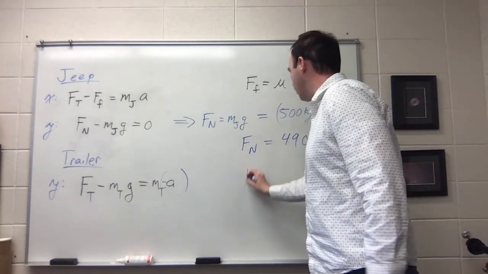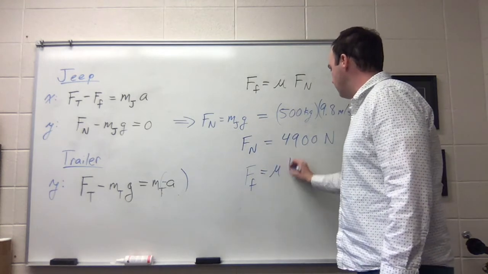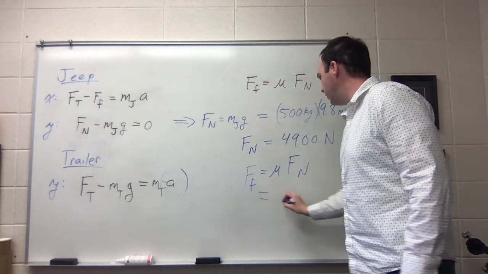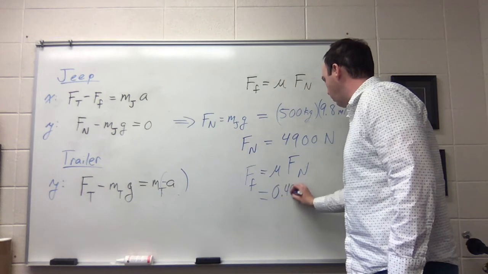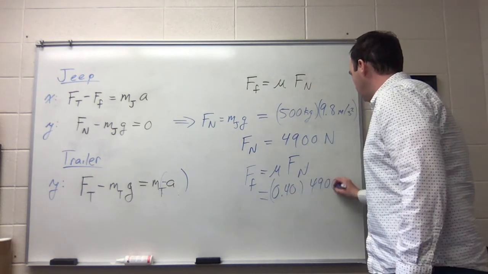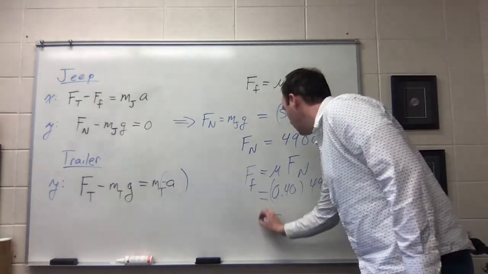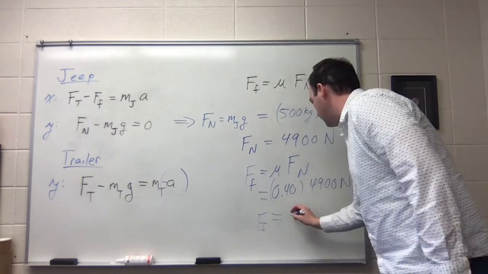Then when I calculate the force of friction, that's mu times the normal force. So we're given that mu is 0.4 times the normal force of 4,900 newtons, which gives us a force of friction of 1,960 newtons.